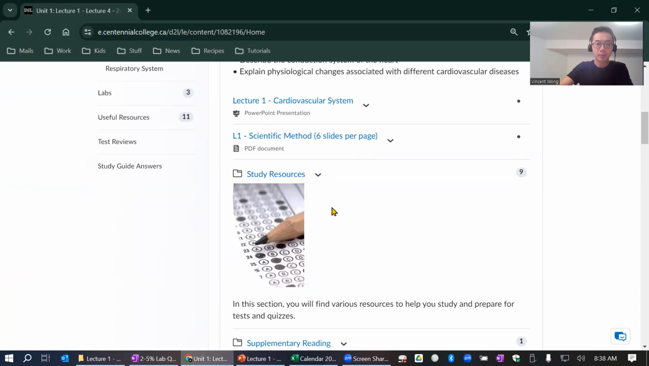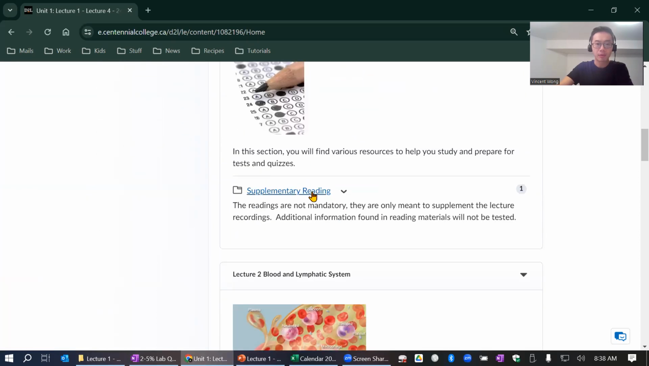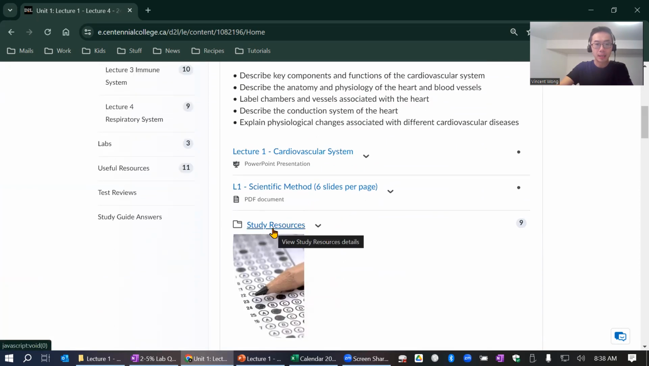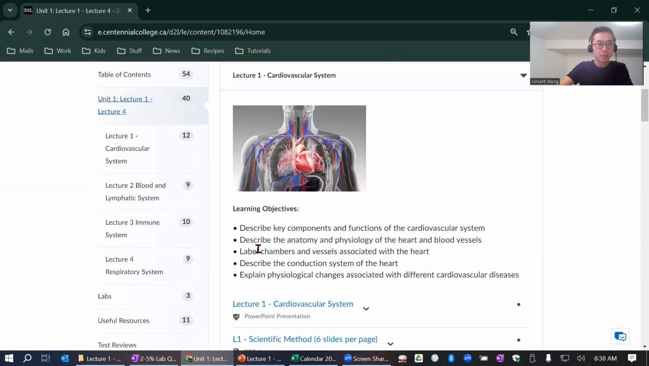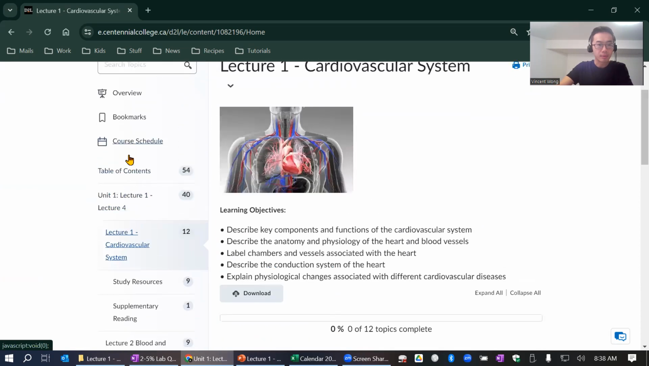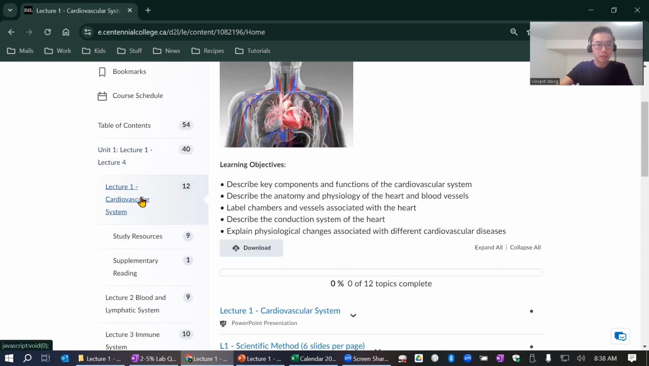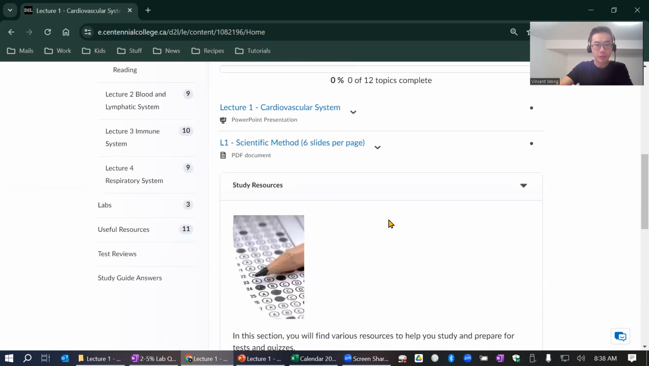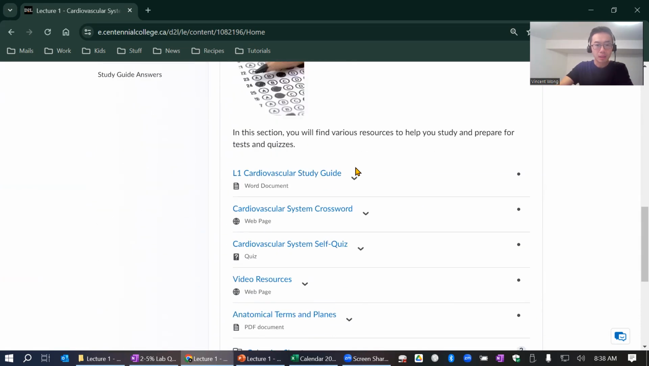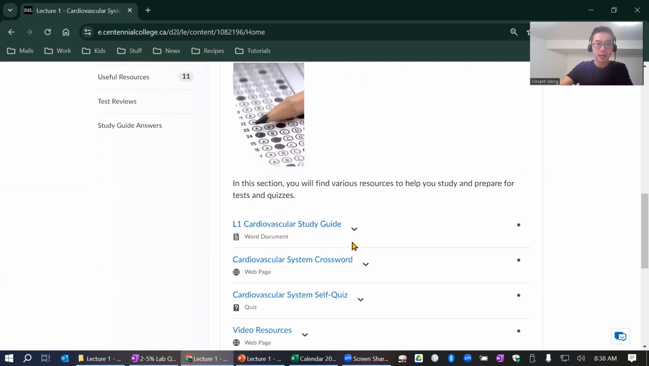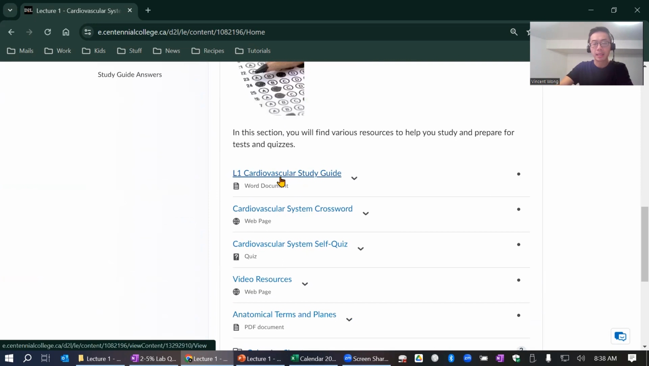And then there is the study resources, which includes supplementary readings, as well as where is my study guide? Let me go to the actual folders here. Oh, did I not? Oh, there it is. Okay, so under the study resources, there is going to be the study guide.